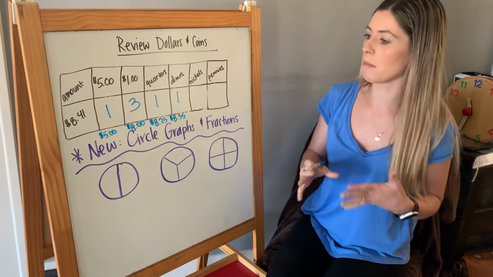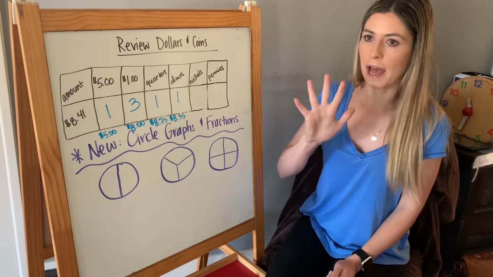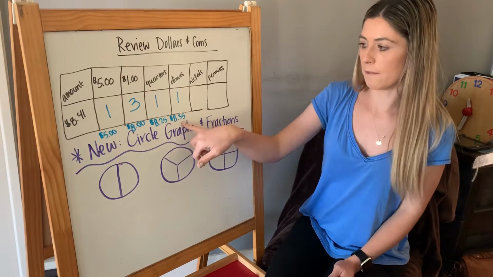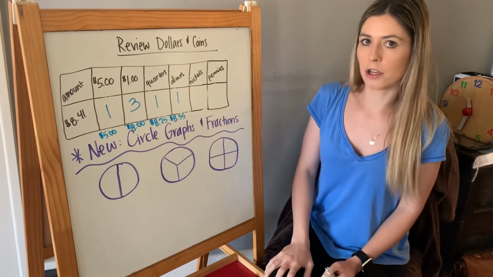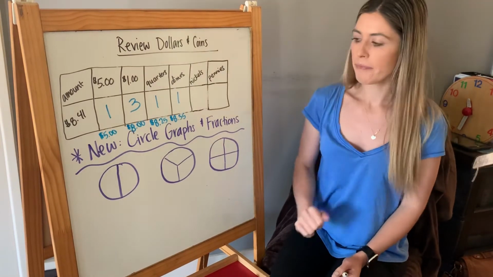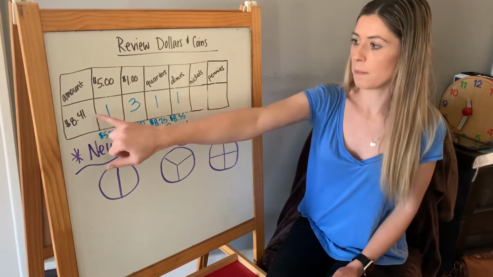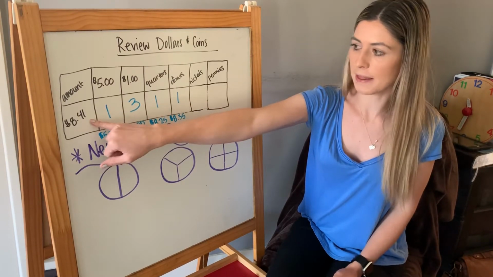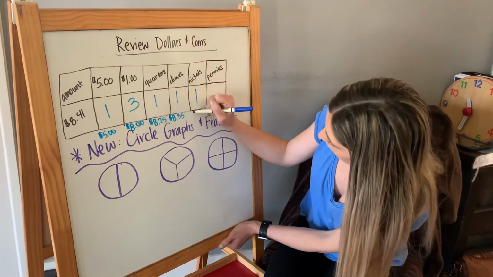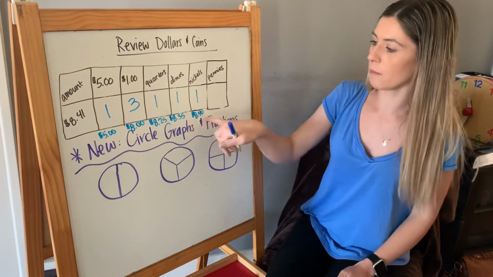I'm getting close, but I'm not there yet. So I have nickels next. Nickels are worth 5 cents. So if I add 5 cents to $8.35, I have $8.40, 36, 37, 38, 39, 40 cents. That's really close. If I add another 5, that would be $8.45, and that's too much, so I'm going to add 1 nickel. So I have $8.40.